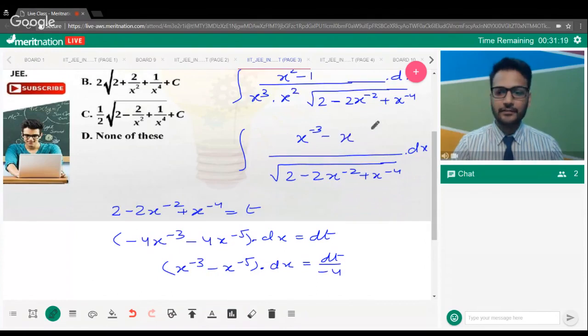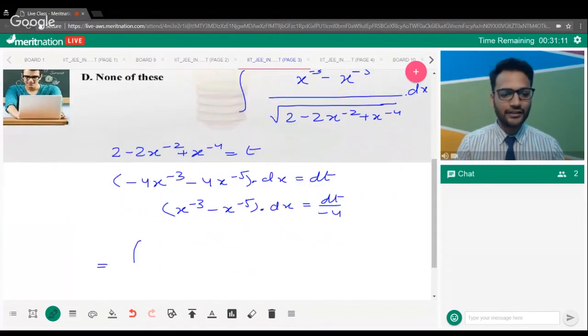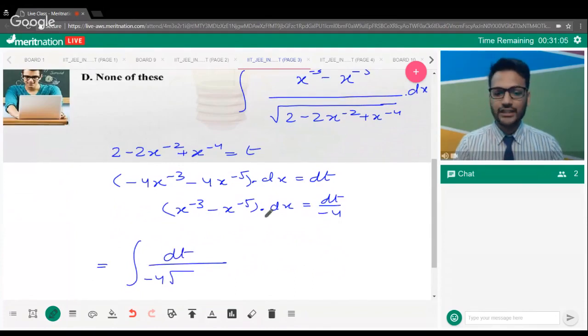X to the power minus 5, right? And I hope all of us can see that this times dx is nothing but dt upon minus 4. So we can replace the same over here to get down to the answer. So this is dt times dt upon negative 4 square root of t. This was t square root of t. I hope this is fine with all of us.